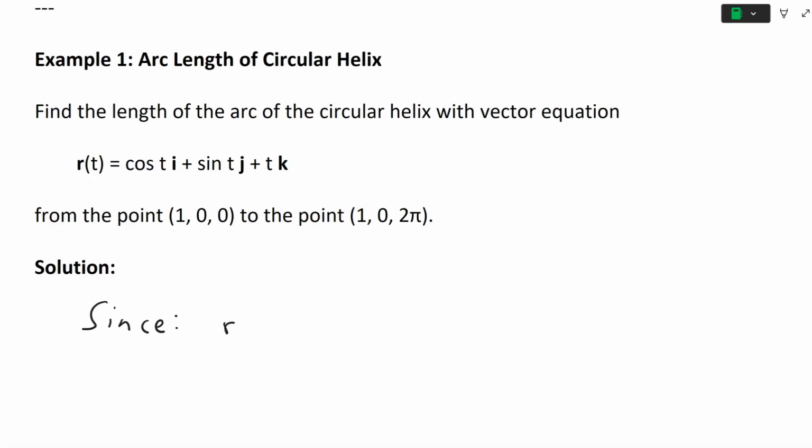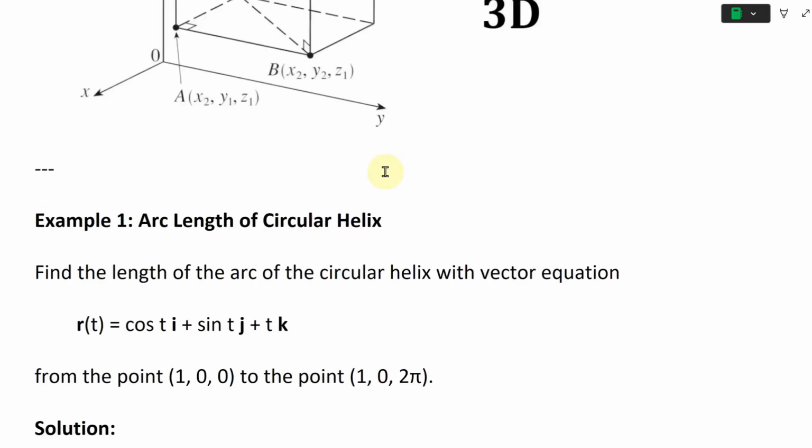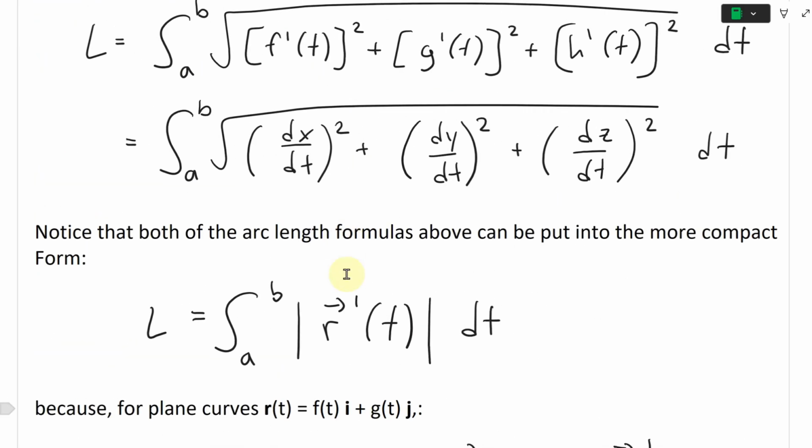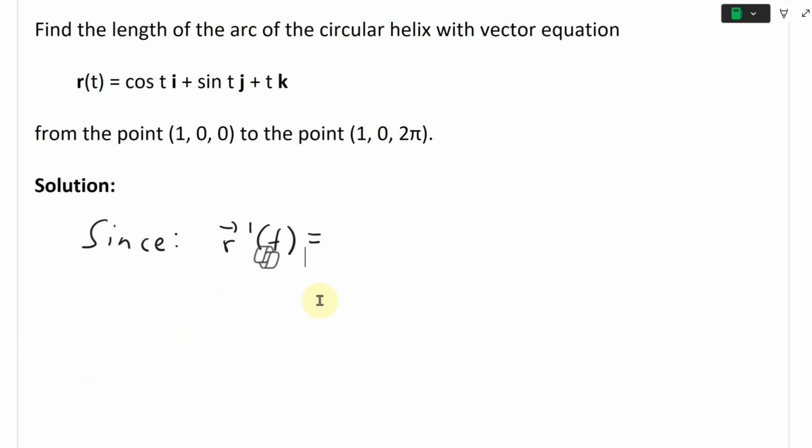r prime of t, so we'll take the derivative of this, because we're going to need r prime of t. Remember, the distance is going to be the integral from a to b, or from 0 to 2 pi, of the length of the derivative of the vector function, or vector equation.